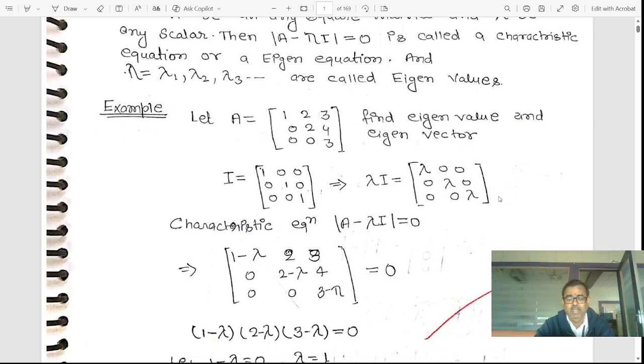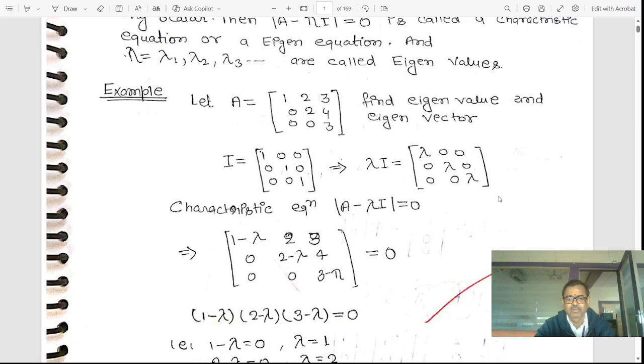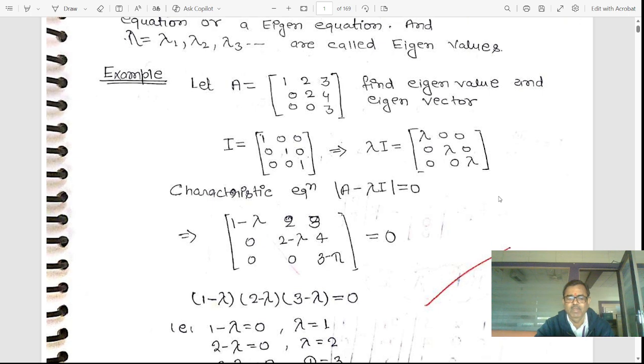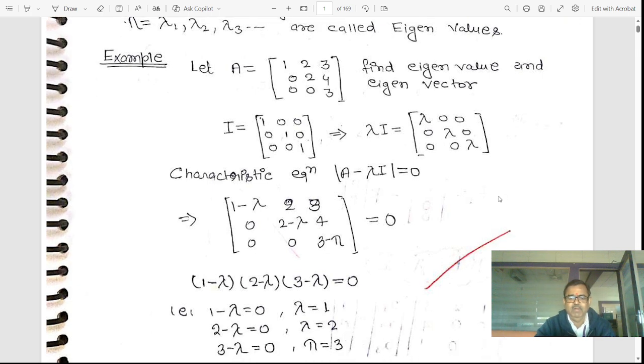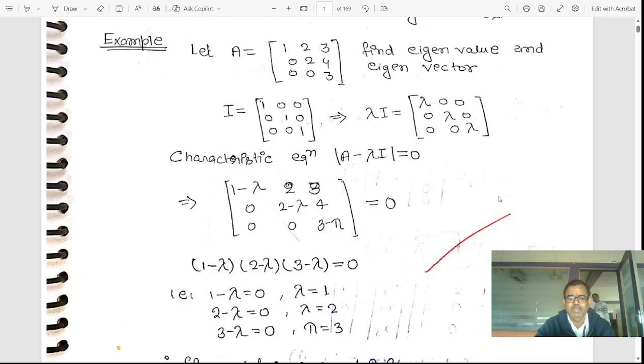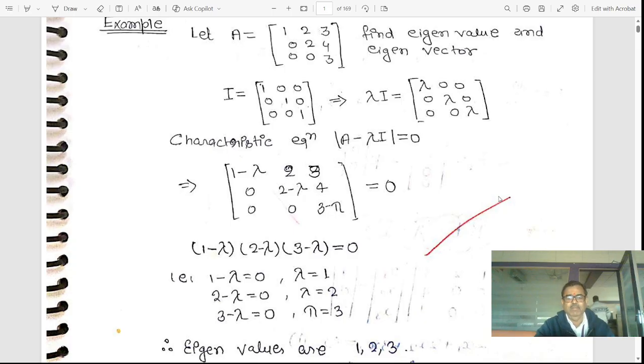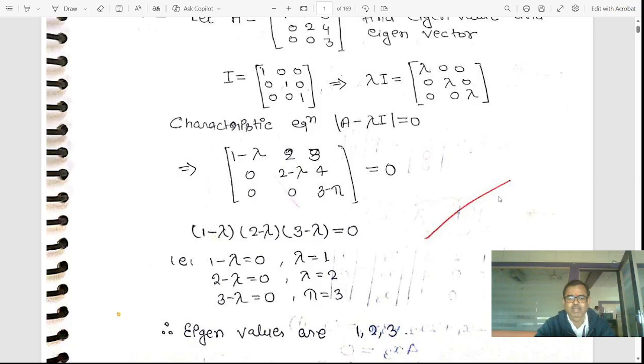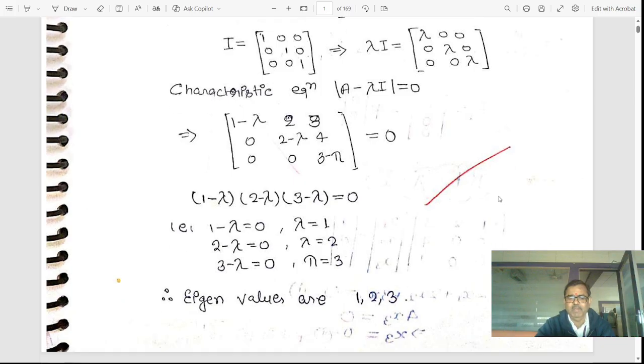Now applying the determinant properties, expand by the first row. So here we get 1 minus lambda, 2 minus lambda, 3 minus lambda in multiplication equal to 0. So 1 minus lambda equal to 0, so lambda equal to 1. 2 minus lambda equal to 0, so lambda equal to 2. 3 minus lambda equal to 0, so lambda equal to 3. Therefore, the eigenvalues are 1, 2 and 3. We can also write these eigenvalues in set form, which is called the spectrum.